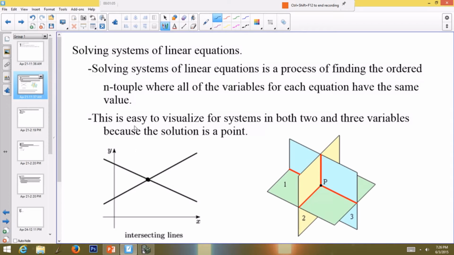Now, when you're talking about a system of linear equations in 3 variables, each equation is a plane. When all 3 of those planes intersect at a point, you will have your solution to that system of linear equations. The thing is that 3 variable systems can intersect in ways other than just a single point. So there are some times when you may have no solution.